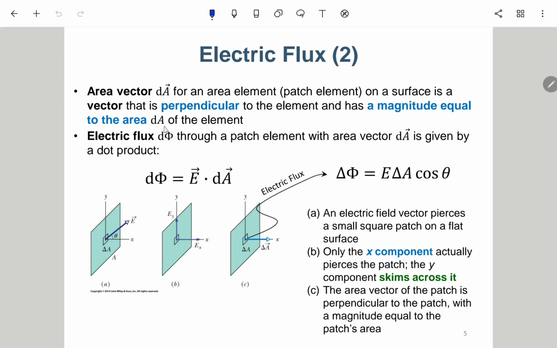Okay, so first we introduce the area vector. An area vector dA is defined for an area element on a surface. Maybe you have a large surface, but we actually need to separate it into many small elements, and for each element you can consider it to be a plane.